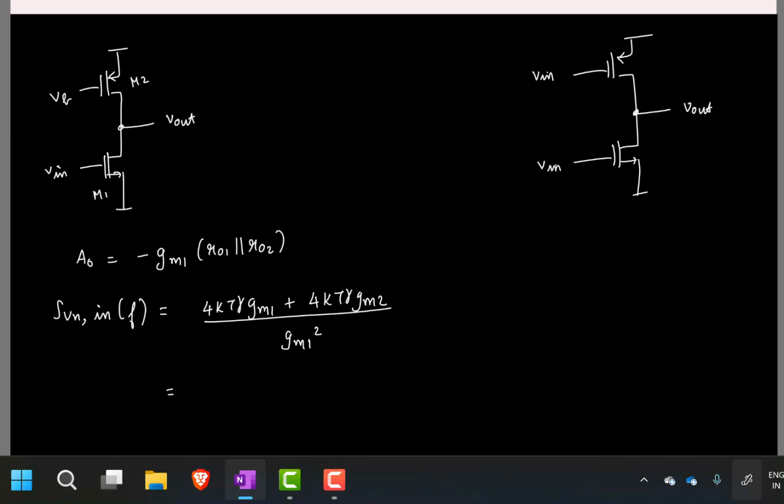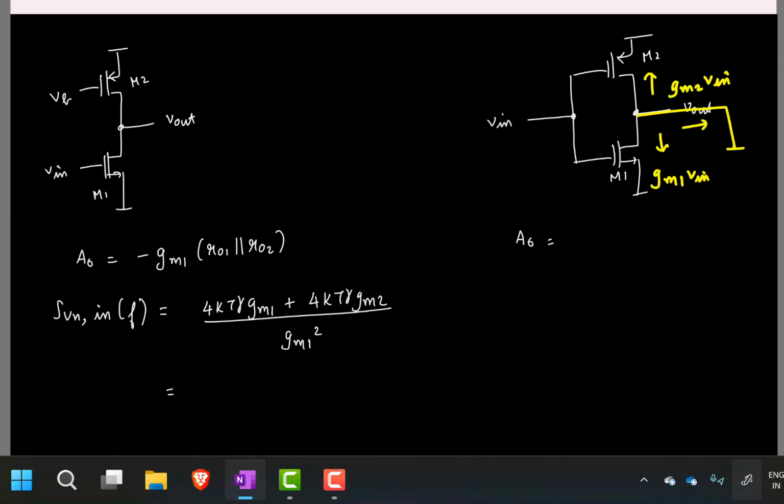Okay, so basically now I can reduce this. So what is the small signal gain here? First tell me the short circuit GM. Let's short the output. What is the small signal current flowing here? GM1 Vin. What is the small signal current here? GM2 Vin. So what is the total current flowing here? Minus GM1 plus GM2.